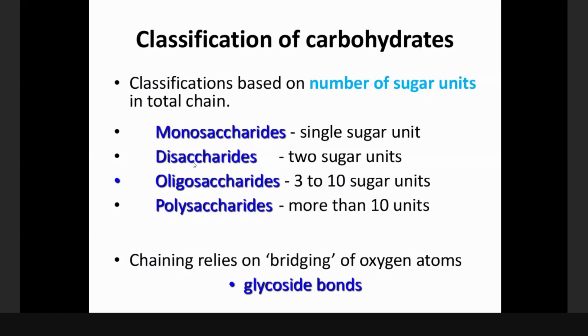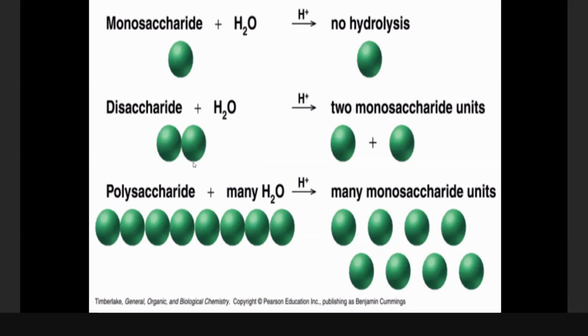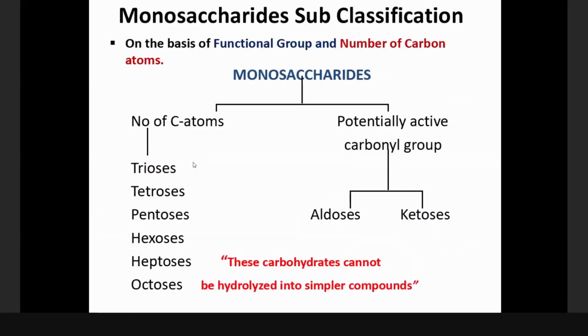Now, which bond is responsible for the binding of 2 sugar units to form a disaccharide? It's the glycosidic linkage. Now, if a monosaccharide is placed in aqueous solution, what happens? Hydrolysis? No, there is no more formation of other simpler forms of monosaccharides. Whereas a disaccharide in aqueous solution will be hydrolyzed into 2 monosaccharide units. If it's a polysaccharide, it will release many monomeric units.